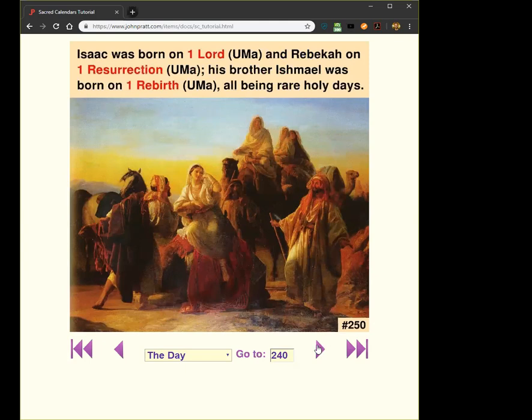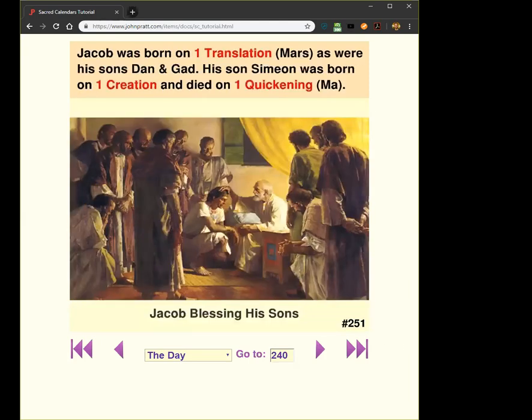Well, let's see what we're going to do. I think we're going to stop on this one, on 251. We'll do 251. Jacob was born on one translation on Mars, as were his sons Dan and Gad.